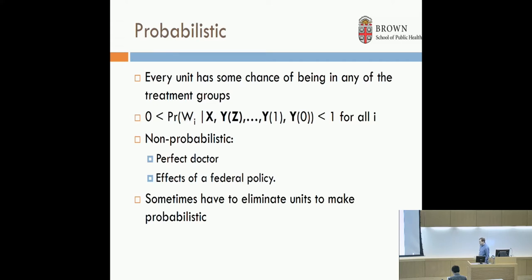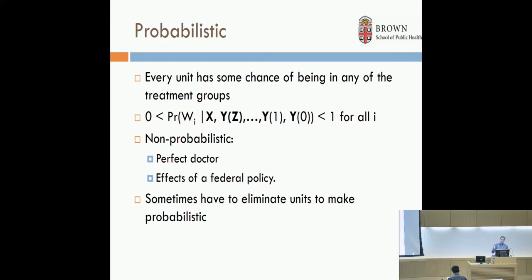Probabilistic means that everyone has a chance to receive the treatment, or that you have a positive chance to receive any of the treatments that are there. Some of those are not probabilistic. So for example, the perfect doctor that I've just seen, he's so smart, he has this ball that he can read the future, and therefore it's not probabilistic. There is no probability attached to it. Or if you look at a federal policy, it's not probabilistic because everyone is going to get it. There is no probability attached to it.